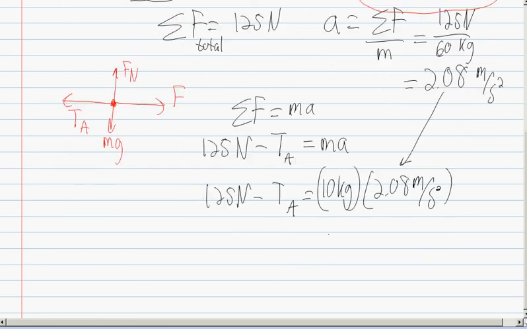So this is 20.8 newtons. 125 newtons minus TA equals that. So we end up with 104.2 newtons equals TA.